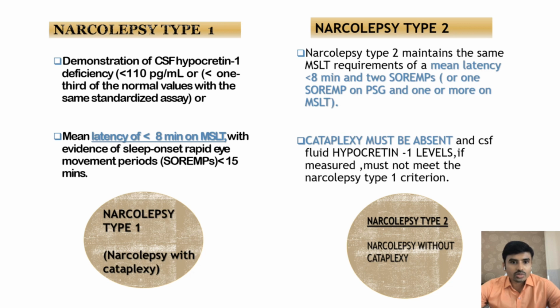There are two types in narcolepsy, type 1 and type 2. In type 1, demonstration of CSF hypocretin 1 deficiency, a mean latency of less than 8 minutes with evidence of sleep onset rapid eye movement periods less than 15 minutes. Simply, narcolepsy type 1 is with cataplexy, type 2 is without cataplexy.